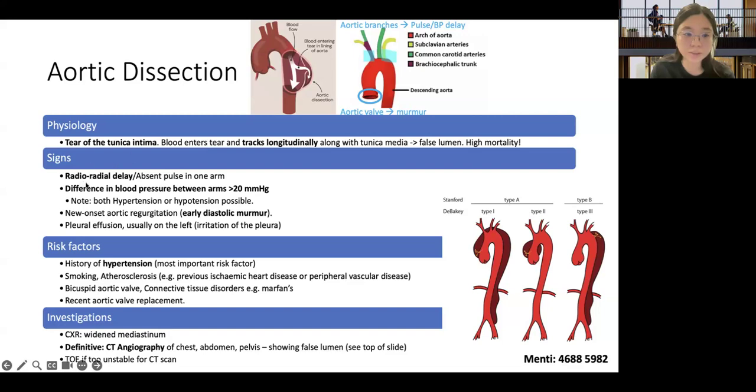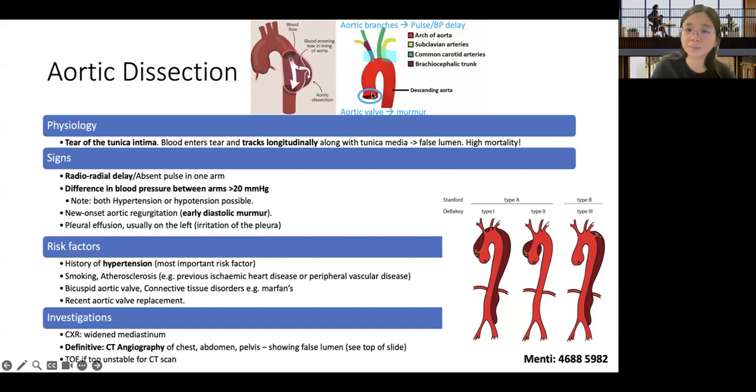So the first sign, most important, is a radial delay. So in one arm, the pulse might be a little slower than the other one, or just completely absent. Depends on how severe it is. And just to explain why this happens, it's because as you remember, the aorta has a lot of branches, and they go to different parts of your body. So the right brachiocephalic trunk goes this way, and that is the common carotid and the subclavian.